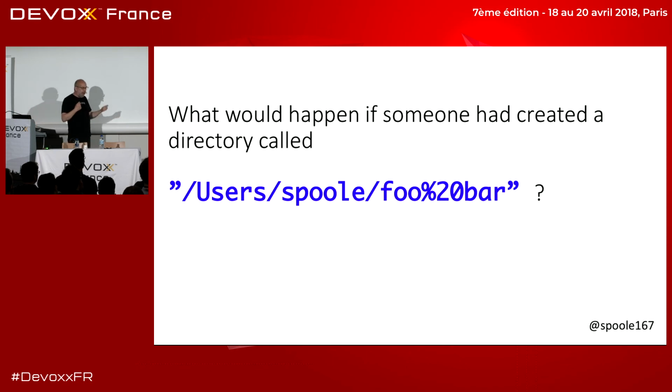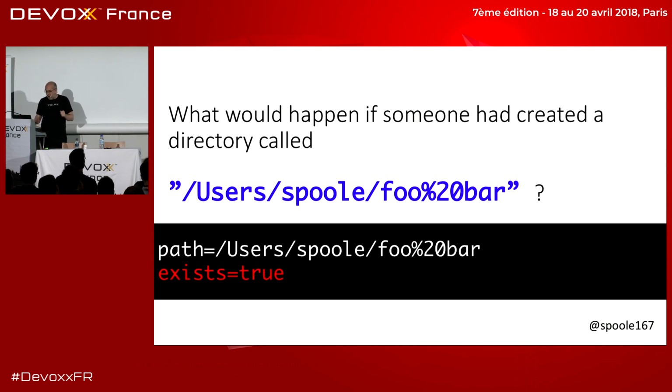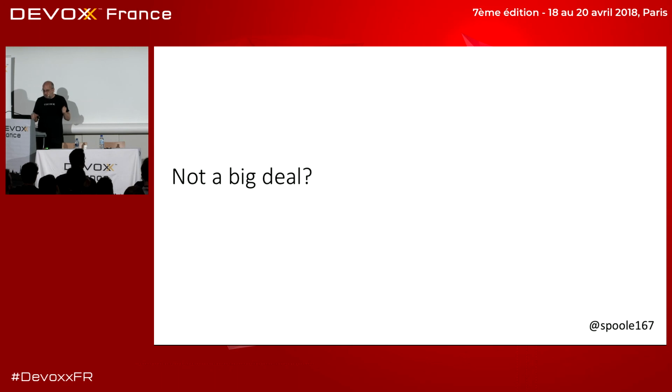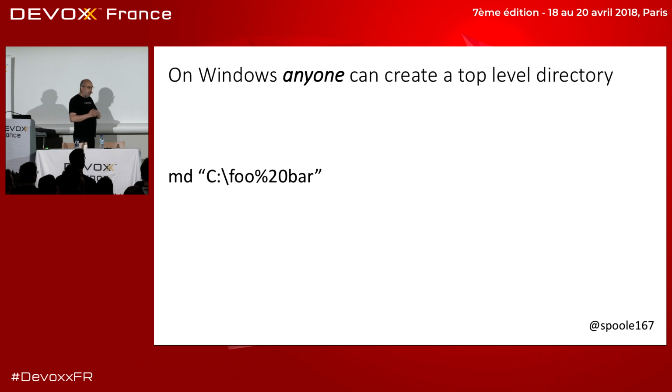What would happen if somebody had got onto my system and had actually created that file? Because it's a valid file name, right? If I'd run that code again, without those changes, the first set, it would have passed. Okay? Not a big deal? It is a big deal because on Windows, in the root directory, anybody can create files, right? It's designed that way. So I can make a directory at the top of the root. Okay, so I have the ability, if I get onto your system, to create files, right?